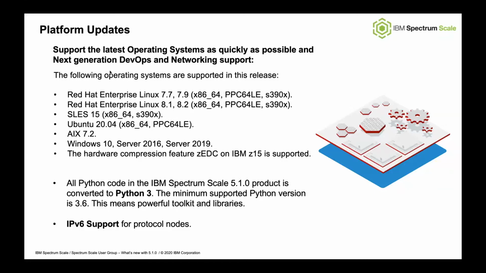Scale 5.1 is also providing IPv6 support for protocol nodes. This will allow you the possibility to bring your system network to the next generation technology, which is more flexible, secure, and provides wider possibilities for performance improvements.